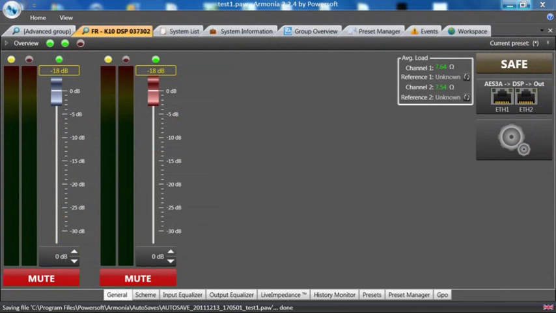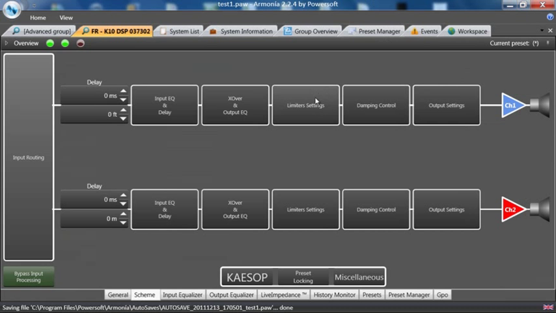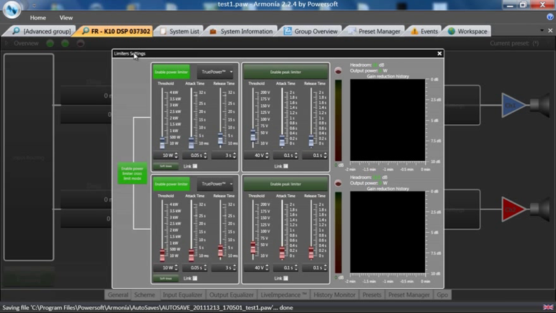Limiters. To get to the DSP limiters, go to Scheme, hit Limiters, Settings, and you will go to the limiters in the DSP. These are not the voltage output limiters. These are limiters on the Sharp chip in the DSP. This area is channel 1 RMS. This is channel 1 peak limiter.